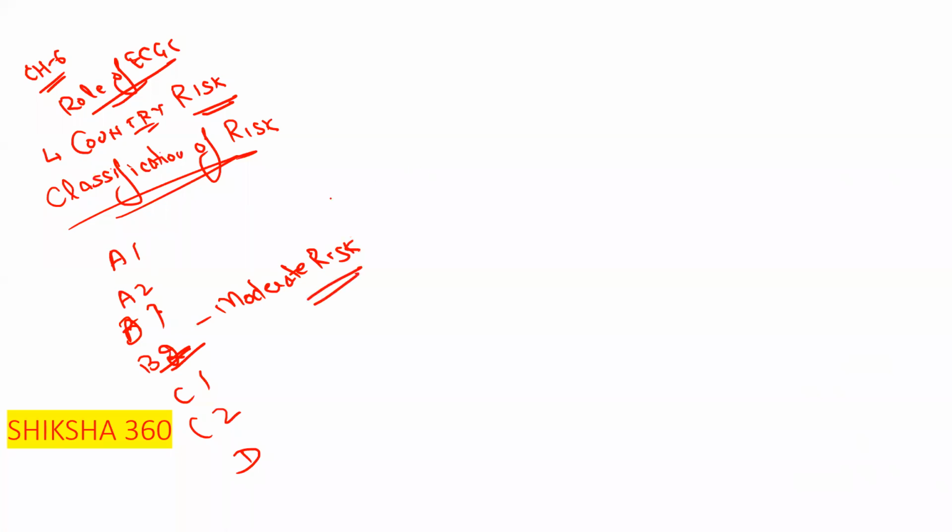So how can you remember this thing? I will tell you the strategy. Write it here: B2, above that B1, below that C1. So B2, we know, is moderate risk.